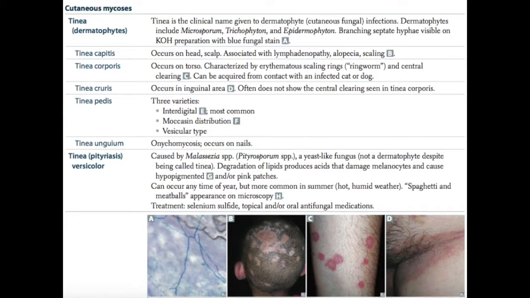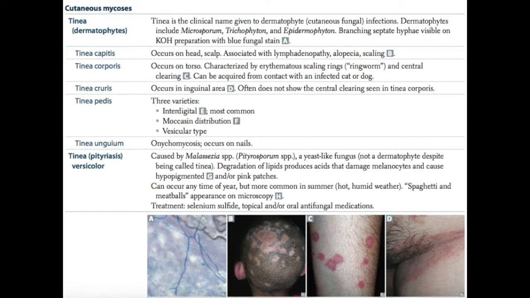So let's talk about some of the cutaneous mycoses now. Tinea versicolor is one of them, caused by Malassezia furfur. We have the degradation of lipids that produces acids that damage melanocytes and cause hypopigmented patches. We see it typically associated with hot, humid weather. Treatment for tinea versicolor includes topical miconazole and selenium sulfide shampoos, or Selsun shampoos. On the microscope, what we see is the classic spaghetti and meatball appearance on the KOH prep, which you can see in the picture.